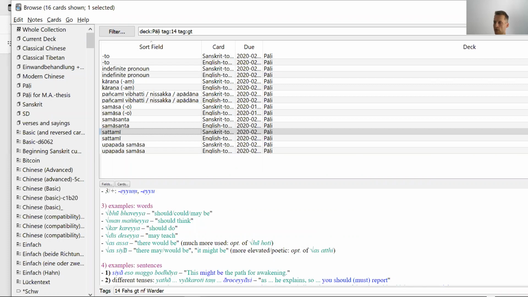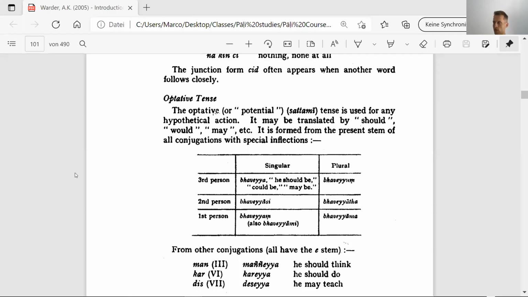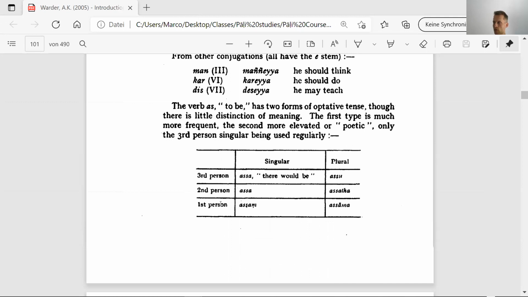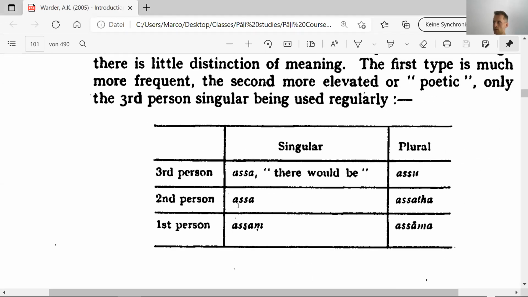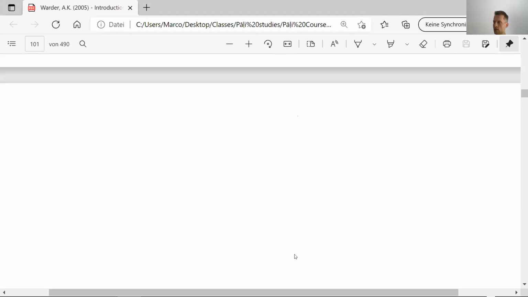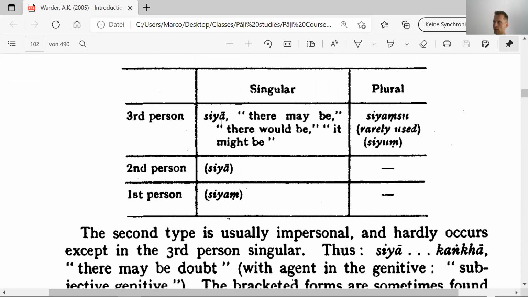As, atthi, we have two. We have assa, there would be. And we also have assa, there may be, there would be, it might be, which is a bit more poetic. So we can quickly look at these two different conjugations. From as, atthi, we have assa, assu, assa, assatha, assam, assama. And the bit more poetic, we have siya, siya, siyamsu, siyum, siya, siyam.